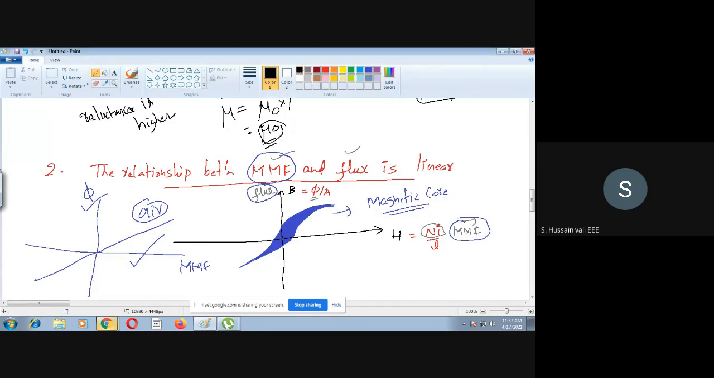Somewhere you might have studied what this loop area is. Anyone can answer, what is this loop area? Hysteresis loss, sir. Yes, correct, it is the hysteresis loss. So it's a power loss. When you measure the loop area, that loop area is nothing but hysteresis loss. It's a kind of power loss in the magnetic core.